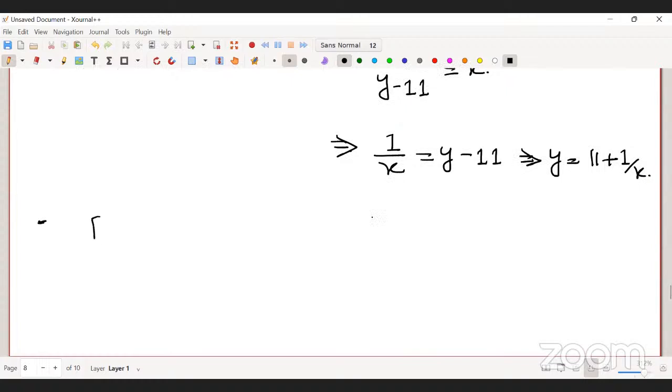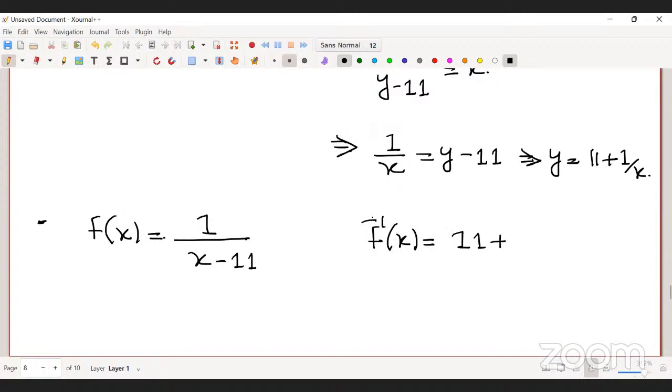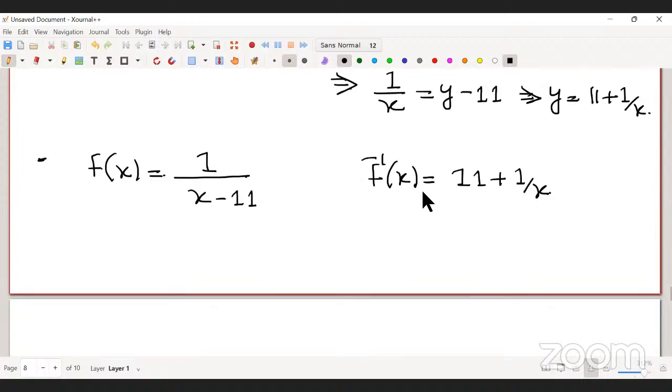So initially it was given that f of x is equal to 1 by x minus 11, and what we have computed is f inverse of x, which is 11 plus 1 by x. And to make sure that our f inverse of x is correct, what we need to do is compose both the functions.